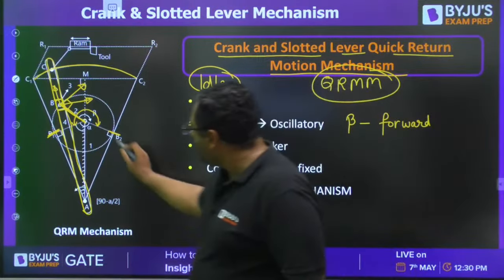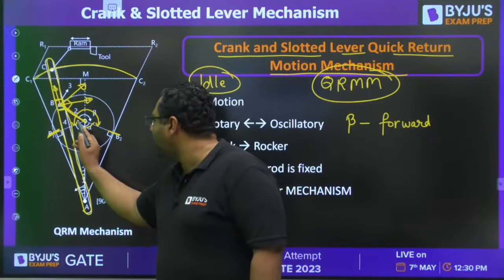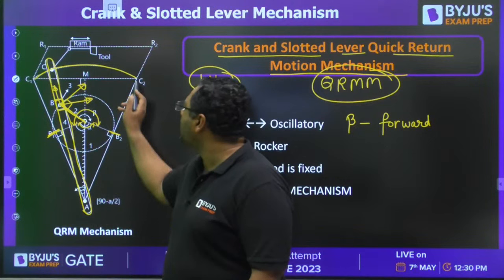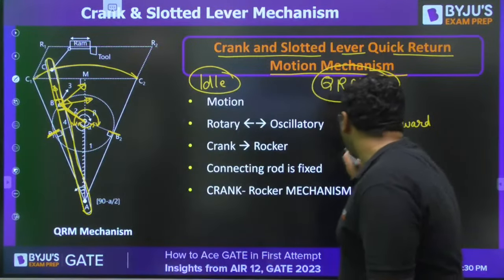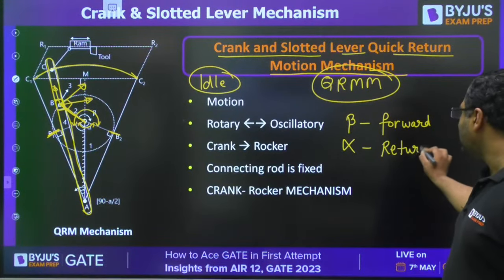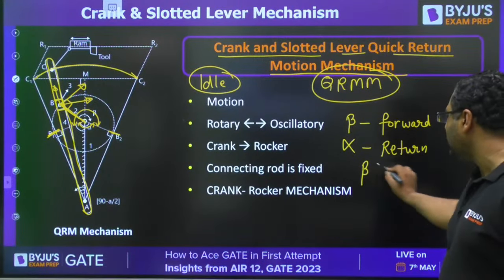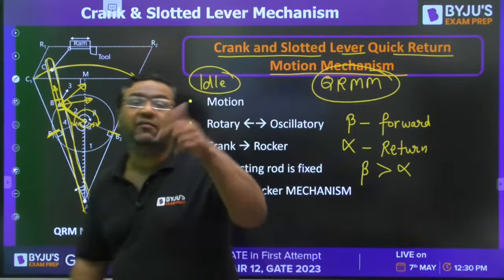Now my dear, when you are going from B2 to B1, you are going to go for an angle of alpha, and this time the slotted bar will be going from C2 to C1. So I can say alpha is the angle which is related to the return stroke. So when that is the case, anyone can say beta is more than alpha. So the mechanism is made in such a way that beta will be more than alpha.